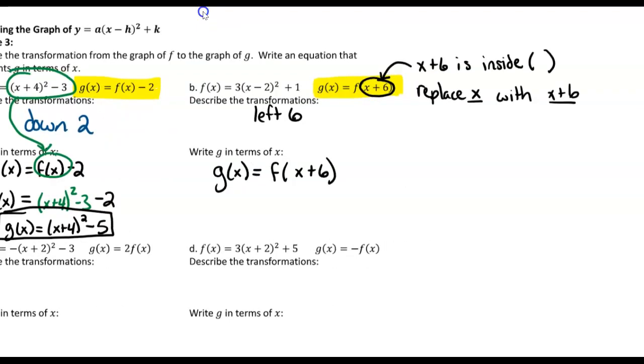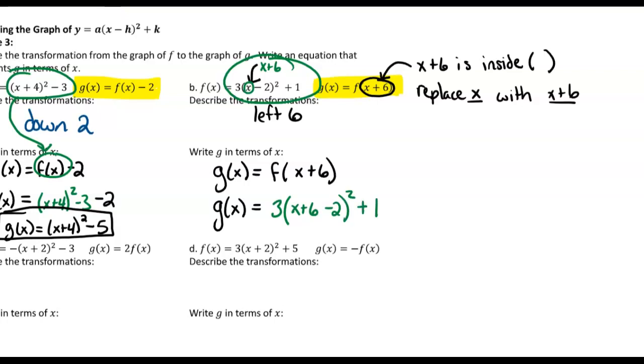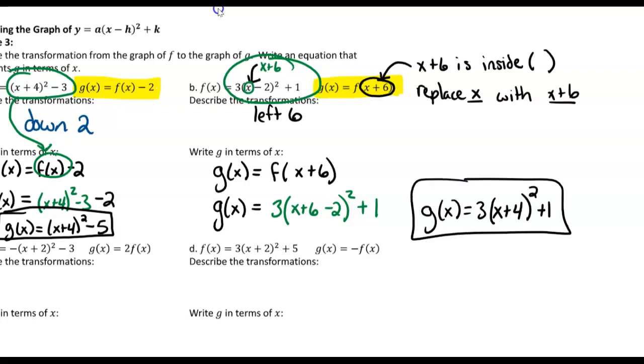So you're going to take your equation. So you had g of x equals, and you are going to take this equation right here, and you're going to replace the x with x plus 6. We have 3, and then in parentheses, we had x minus 2, but we're replacing the x with the x plus 6. You still have the minus 2, you still have squared, you still have plus 1. All right, so that simplifies to 3, and then in the parentheses, x plus 6 minus 2 becomes x plus 4. And then you still have squared and plus 1. And that's what your equation looks like.